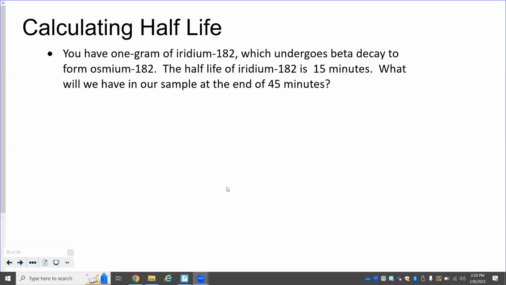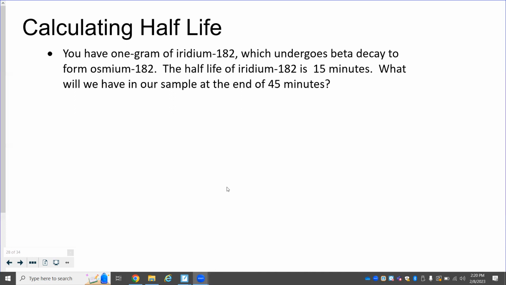So we're going to be looking at calculating half-life. And the easiest way to calculate half-life is to set up a table and look at how many times a substance has to cut in half to get from one amount to another. So here it says we have 1 gram of iridium-182, which undergoes beta decay to form osmium-182. It says the half-life of iridium-182 is 15 minutes. What will we have in our sample at the end of 45 minutes?